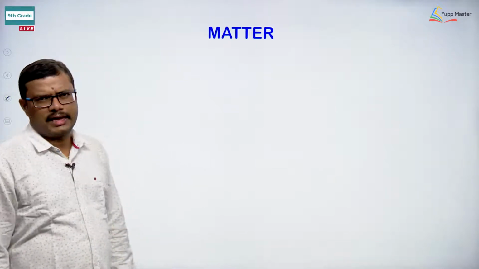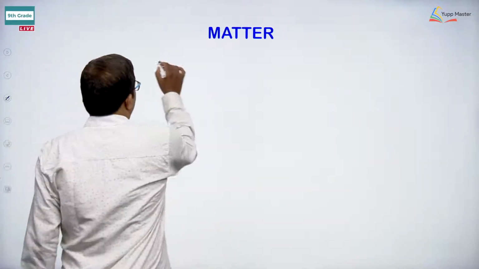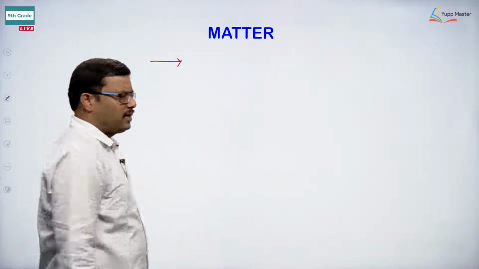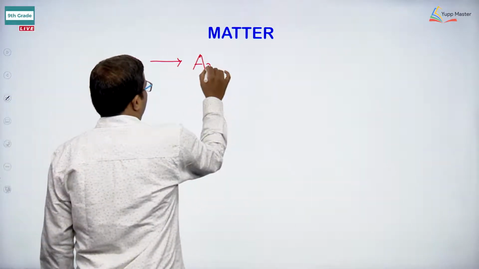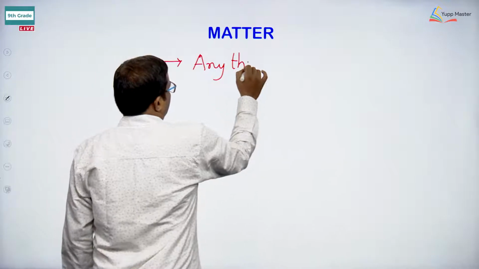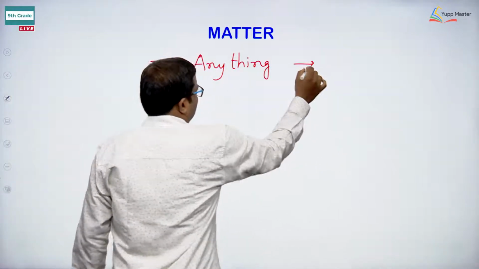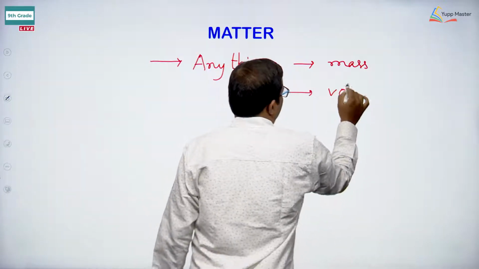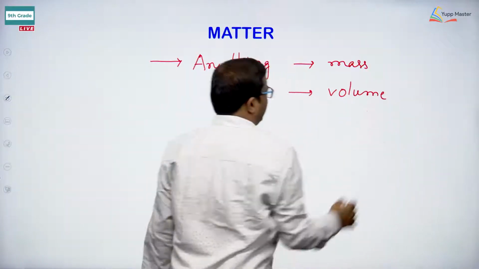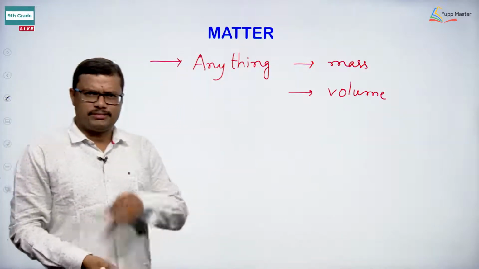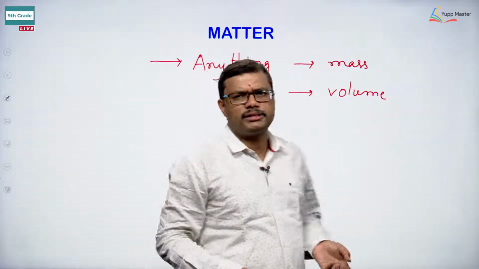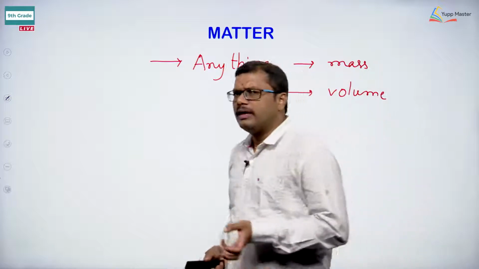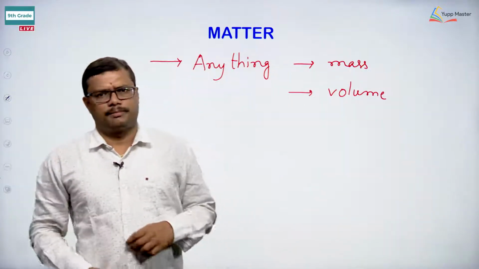Let us move on to the concept of matter. What is matter exactly? According to chemistry, we can define matter as anything which has mass and is going to occupy some volume. Anything which possesses some mass and occupies some space or volume is said to be matter.